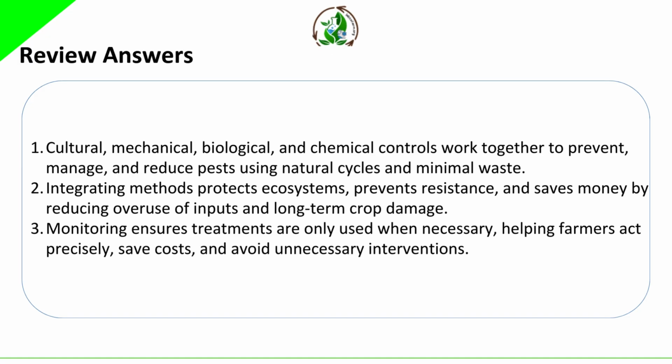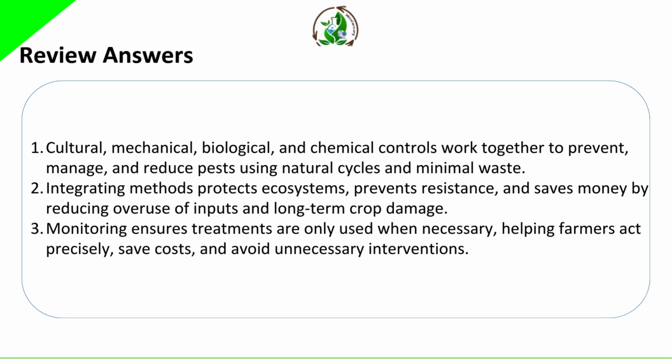Here are the answers to the review questions. The four tiers of IPM are cultural, mechanical, biological, and chemical controls. They work together by preventing, managing, and reducing pests while minimizing waste, thereby promoting a circular economy system.